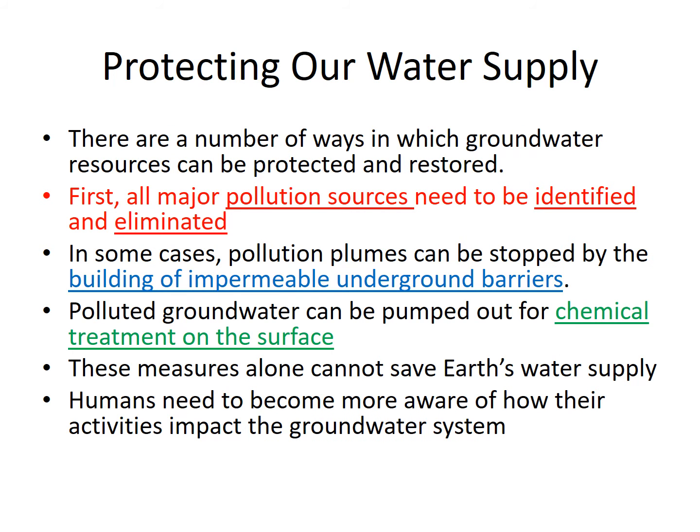So how can we protect our water supply? There are multiple ways. We can make sure that major pollution sources are identified and eliminated as much as possible. Pollution plumes can be stopped by building impermeable underground barriers. Polluted groundwater can be pumped out for chemical treatment on the surface. However, none of these measures alone can save Earth's water supply. Humans simply need to become more aware of how their activities impact the groundwater system.